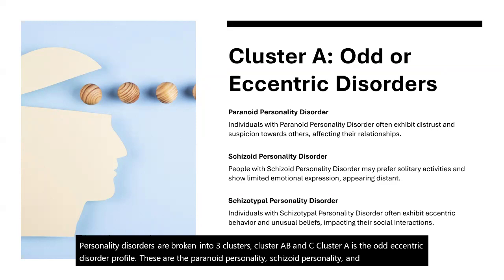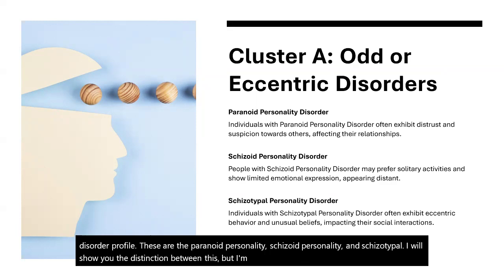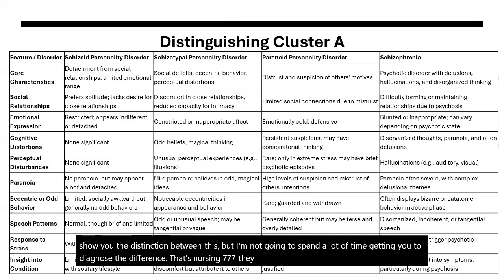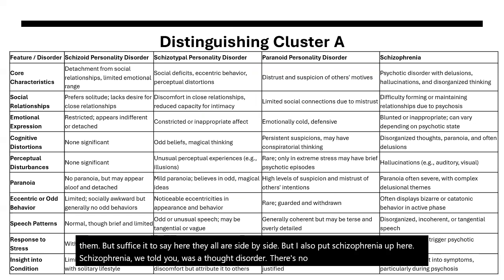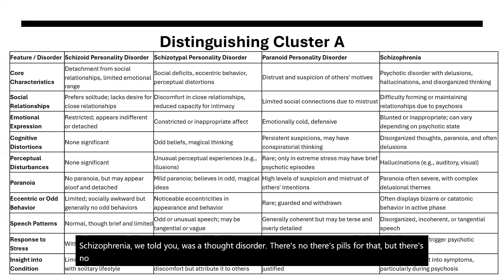I will show you the distinction between these, but I'm not going to spend a lot of time getting you to diagnose the difference. That's Nursing 777. They get it in that class, so you can get it from them. But suffice it to say, here they all are side by side. But I also put schizophrenia up here. Schizophrenia, we told you, was a thought disorder. There's pills for that, but there's no pills for schizoid, schizotypal, and paranoid.